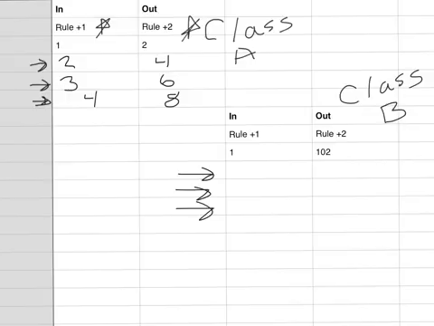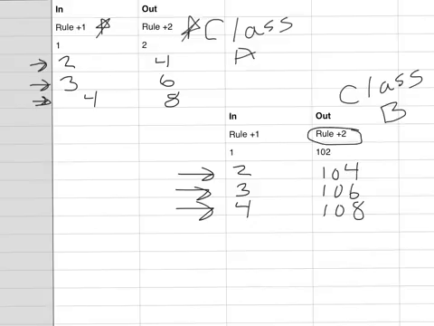Okay, so my rule in the in category is still +1. So that means that this is still going to be 2 and 3 and 4. And in my out, the number is starting at 102, but I'm still just going to add. So I'm going to add 104, 106, and 108 because my rule here says to add 2.